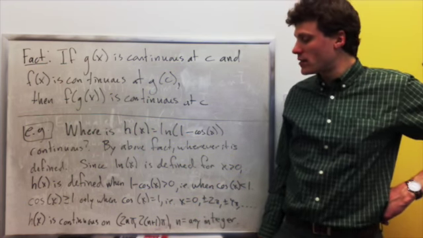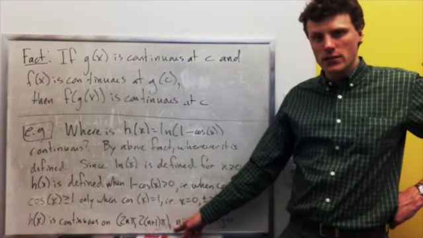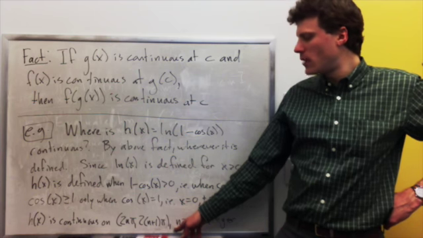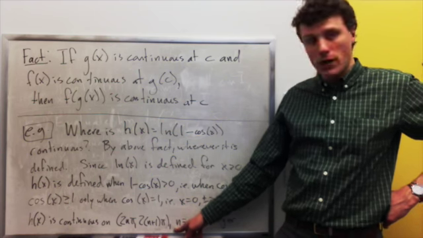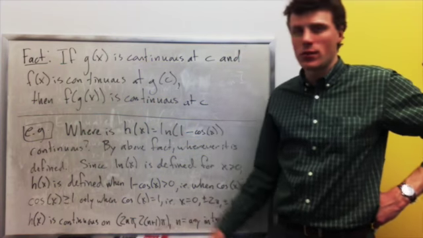Therefore, h of x is continuous between any of these two values, which we can write as follows. The open interval from 2n pi to 2 times (n plus 1) pi, where n is any integer. These are just consecutive even multiples of pi.